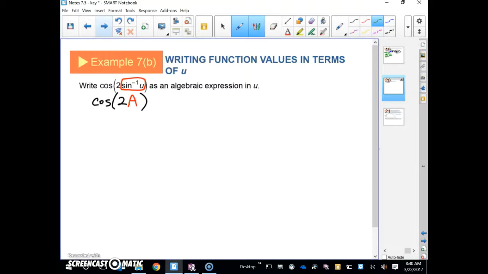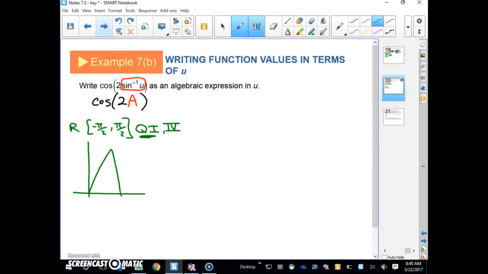We'll pick one later. Let's draw a picture of angle A. Again, for inverse sine, its range is from negative pi over 2 to positive pi over 2. Again, that puts us in either quadrant 1 or quadrant 4. And it'll work for either one, but let's just stick to quadrant 1. I'm going to draw my picture in quadrant 1. And so we're drawing a picture of our angle A, label it, in quadrant 1.